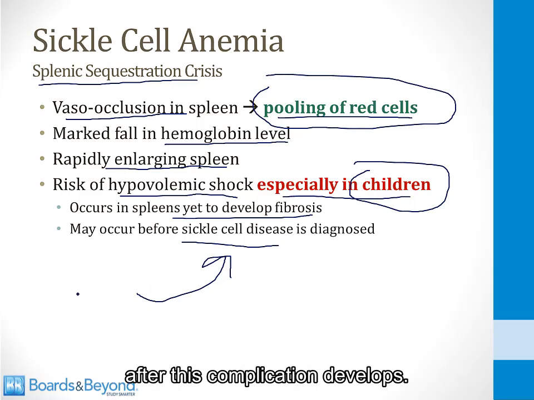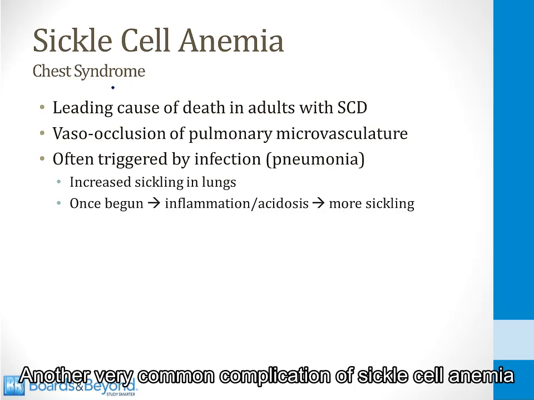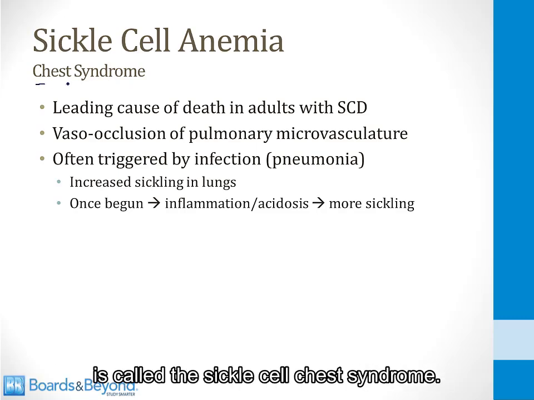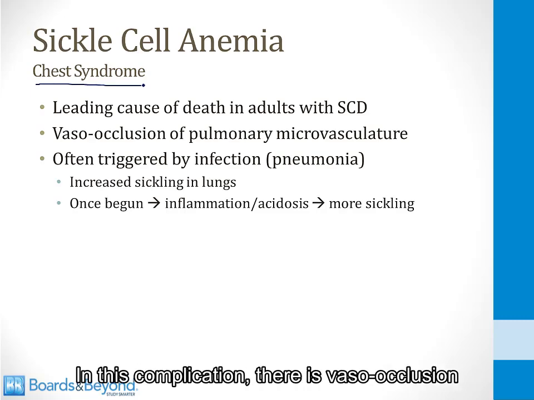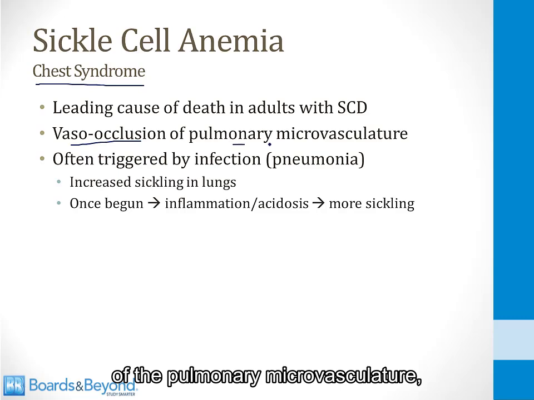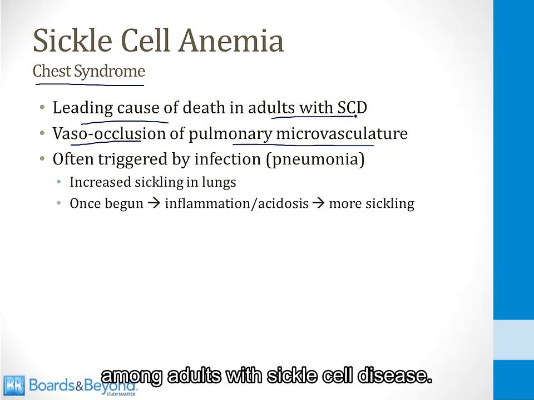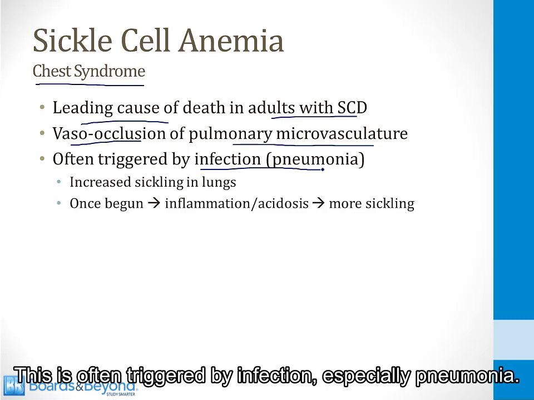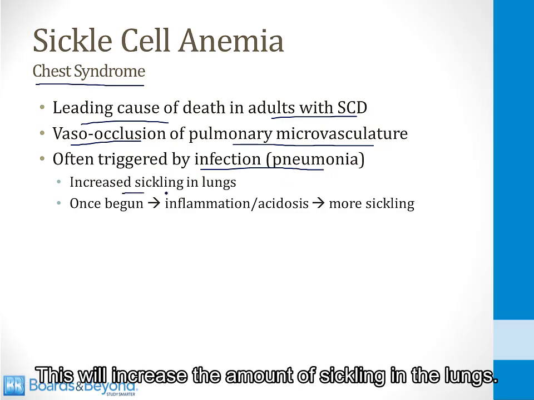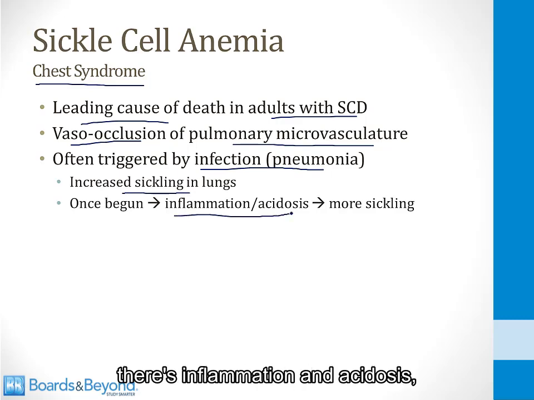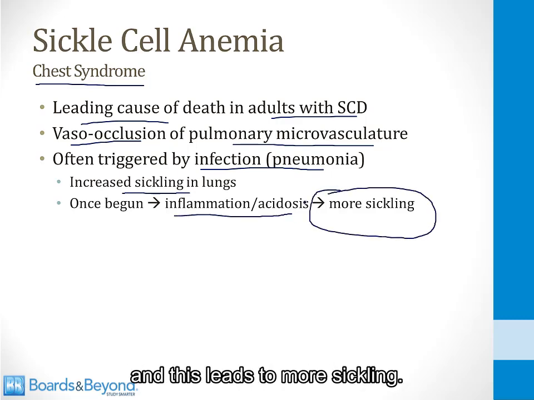Another very common complication of sickle cell anemia that you are likely to see on your clinical rotations is called the sickle cell chest syndrome. In this complication, there is vaso-occlusion of the pulmonary microvasculature, and this is a very serious condition. It's the leading cause of death among adults with sickle cell disease. This is often triggered by infection, especially pneumonia. This will increase the amount of sickling in the lungs. Once sickling begins in the lungs, there's inflammation and acidosis, and this leads to more sickling.